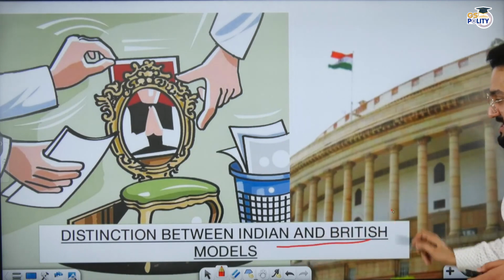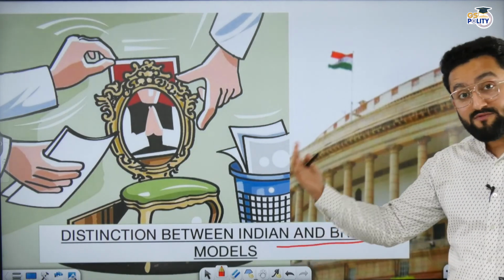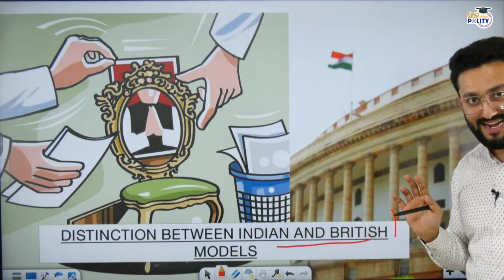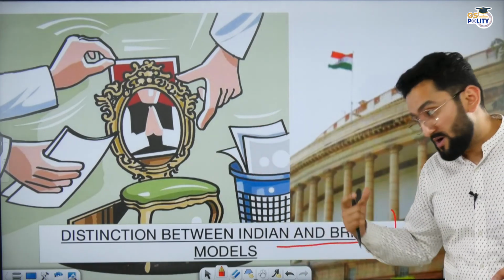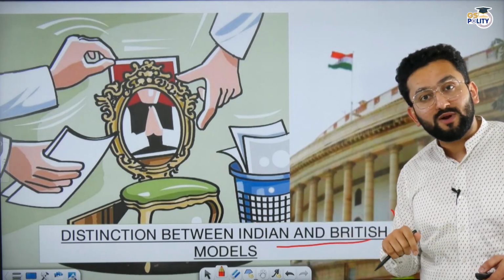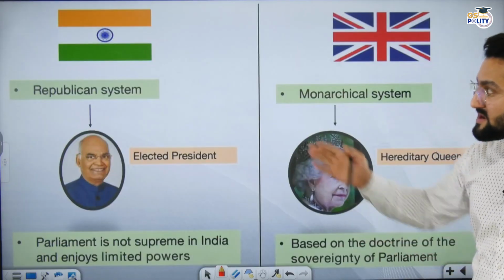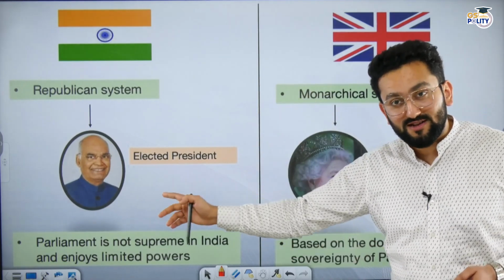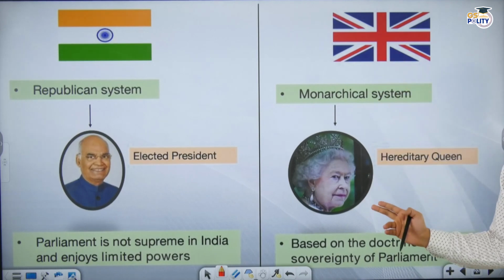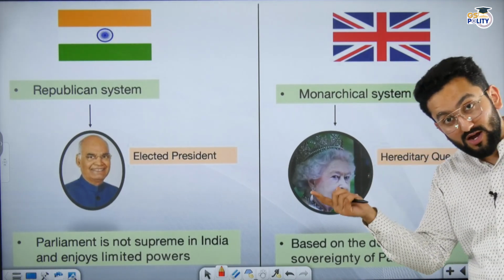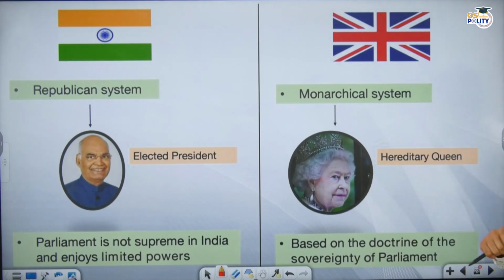Distinction between the Indian and British models. Earlier we made a distinction between the US model and the Indian model, right? But in the case of the British model, the Britishers also have a parliamentary form of government, and India also has a parliamentary form of government. Then what is the difference? In India, we have an elected president as head of the state. In Britain, we have a monarchical system. I told you, constitutional monarchy. Head of the state is the Queen.